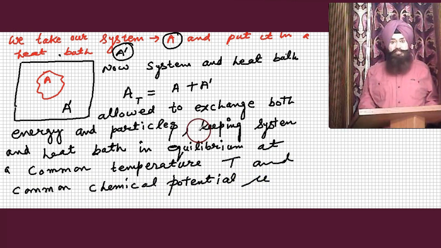This is very important, that mu and T become constant. So how do they become constant? Because the system is allowed to exchange both the energy as well as the particles.